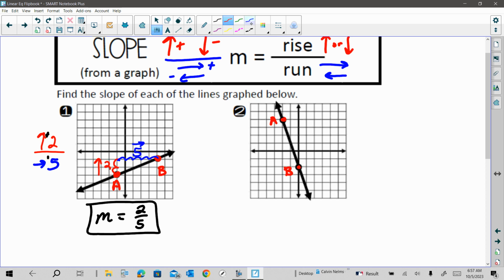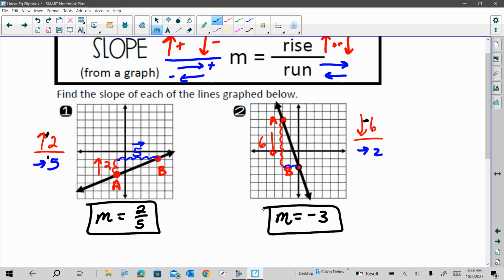So to count from the point, I would have to change the font here, go down. So this is down 6. Hopefully you counted that. And then you would have to go to the right 2. So if I'm doing down 6 and then to the right 2, down 6 is going to make this negative here, negative 6. So when I simplify this, hopefully you got your slope is negative 3.